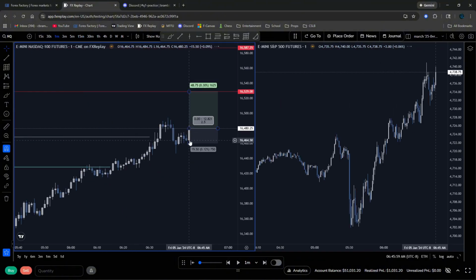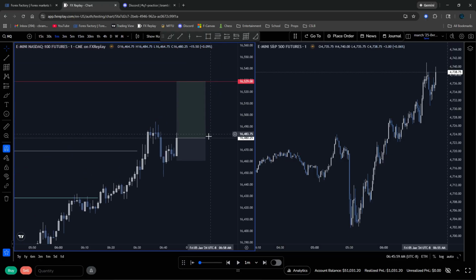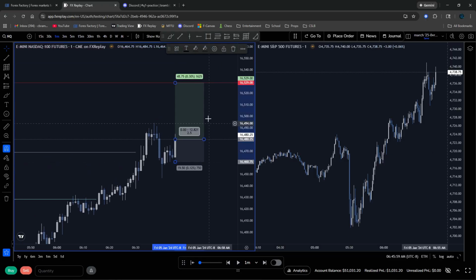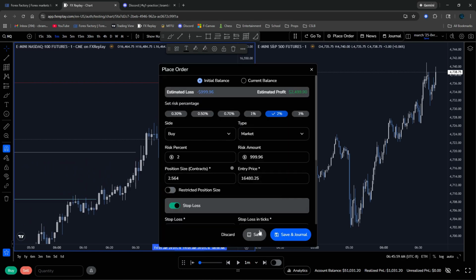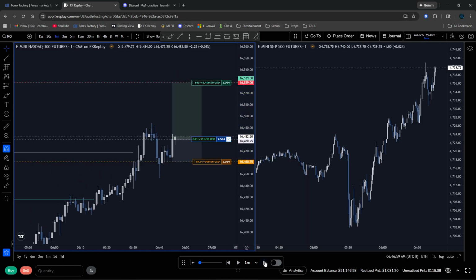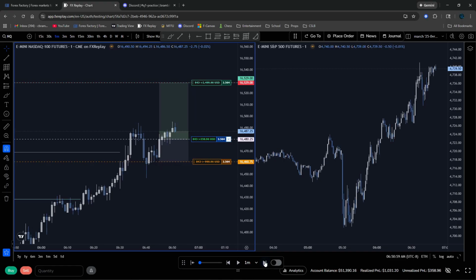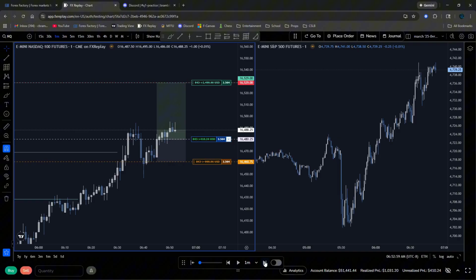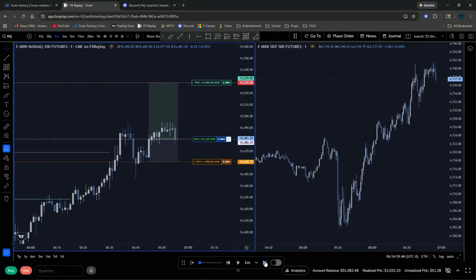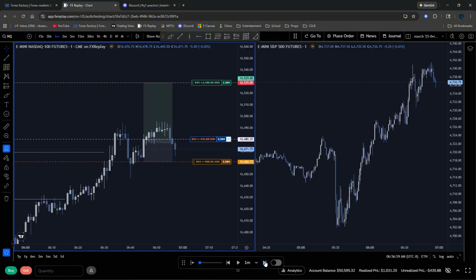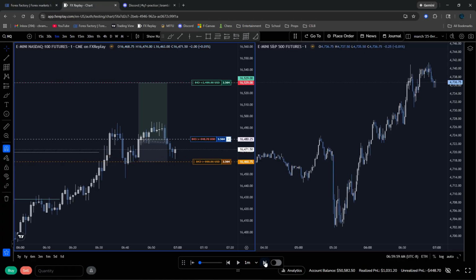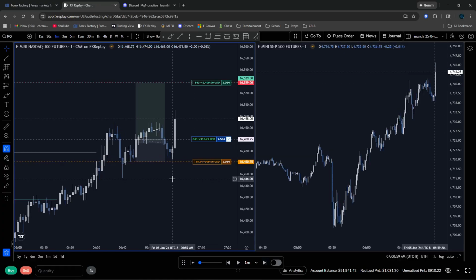Ooh, no wick. You know what? I'm gonna shoot though, because I really do like that inversion. Macro just begun. Oh boy, price ain't doing anything. Okay, there it is, 10 a.m.